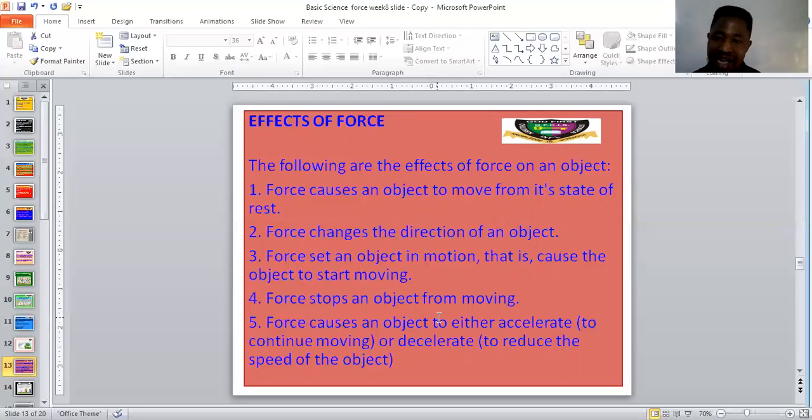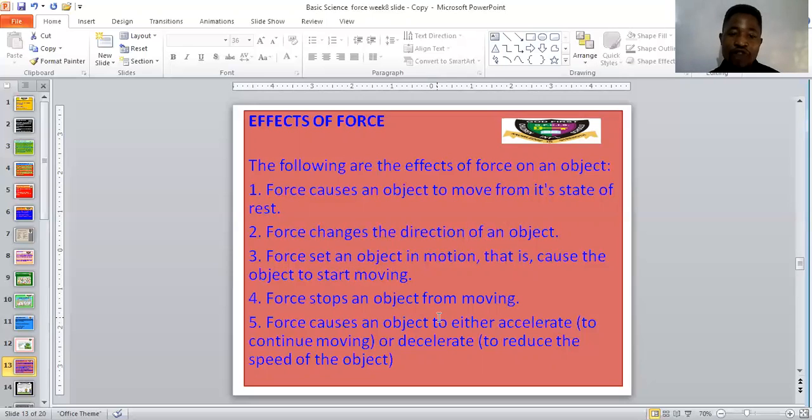Now, what that means is that if something is flying in this direction, and someone comes this way and kicks it, it's not going to go in this direction again. It's going to go in the direction of the force. I hope you get it now. Something that was coming in this direction, and someone comes to push it this way, is not going to continue in this direction, but in the new direction that it has been kicked or pushed or pulled. So force changes the direction of an object.